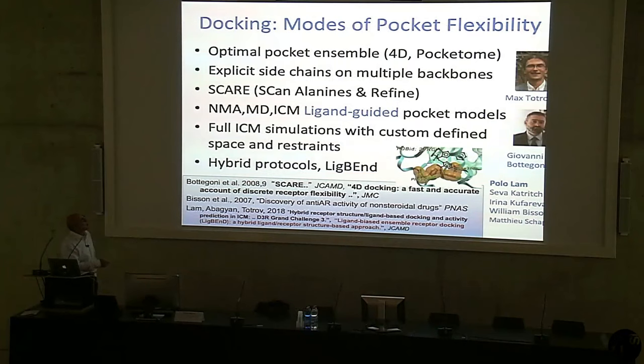So the SCARE method is actually quite interesting. In the SCARE method, what we do is we identify pairs of interacting side chains, and then we replace pairs of them by alanines, and we create a series of basically structures with truncated side chains, and then we dock the ligand into each one of them, and then we bring them back and refine, and it turns out it's quite efficient to imitate the full sampling and induced fit in those structures.